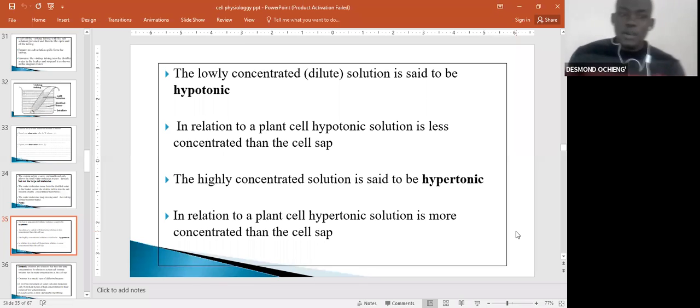Now, the opposite of the word hypotonic, like I said, let me skip the second point there, we can look at it later. The highly concentrated solution is said to be hypertonic. So if you are comparing two solutions, one which is lowly concentrated and one which is highly concentrated, the one which is highly concentrated is said to be a hypertonic solution, while the one which is lowly concentrated is said to be a hypotonic solution. Okay, great.